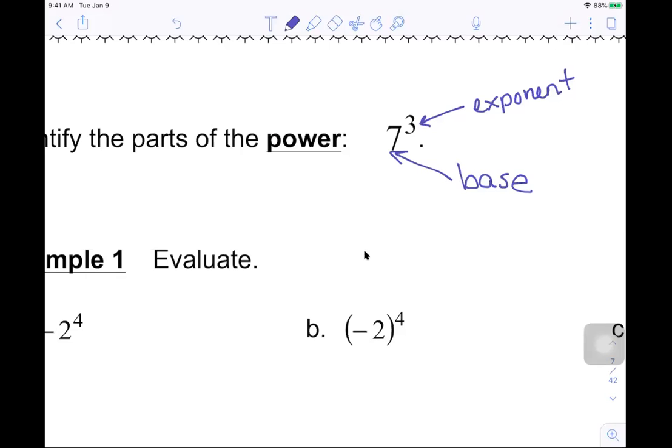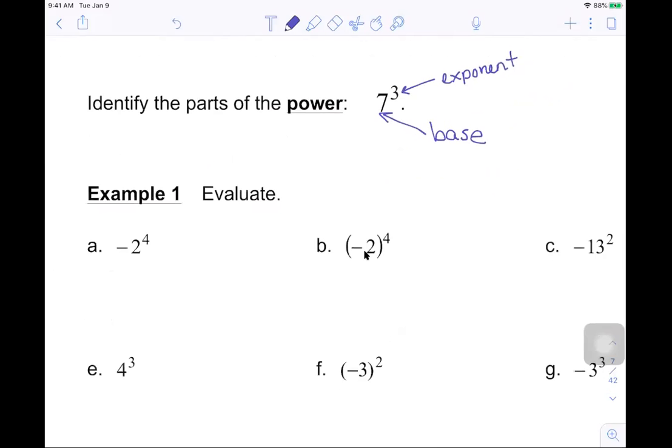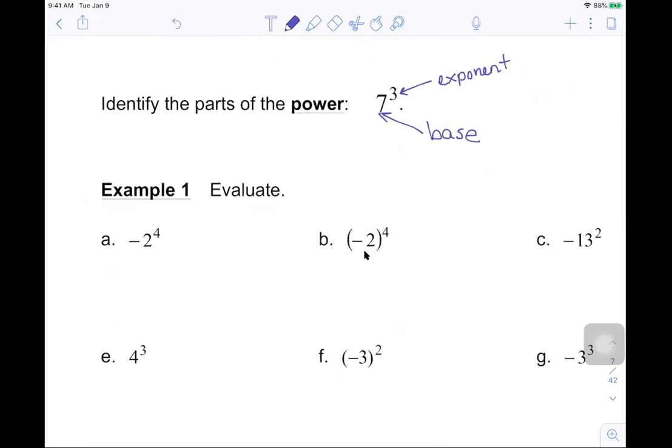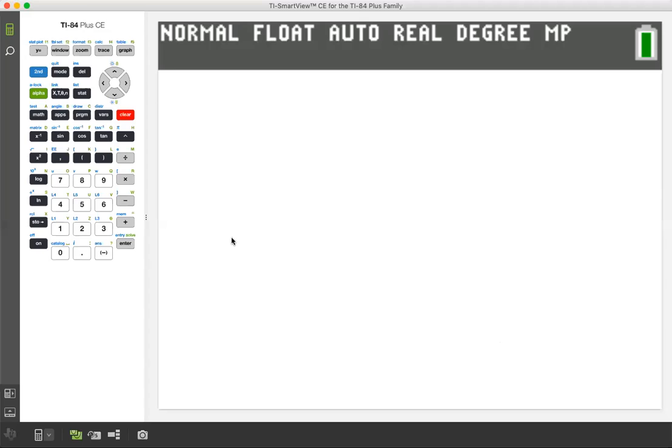So we're going to try and evaluate these powers. And I want us to look at the difference between A and B. So we're going to go to the calculator so that we can see the difference between those two. So I pulled up my calculator here. And letter A says -2 to the 4th. So I'm going to type in the -2 first. And those of you that have the graphing calculator, you can type it in this way. If you have another calculator, just type it in this exact same way.